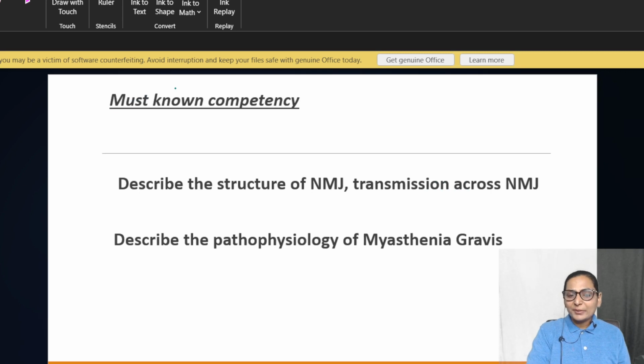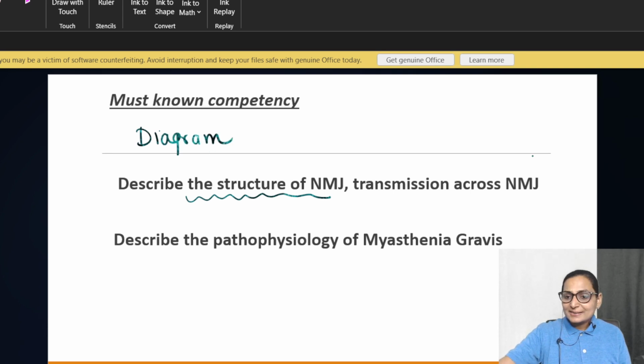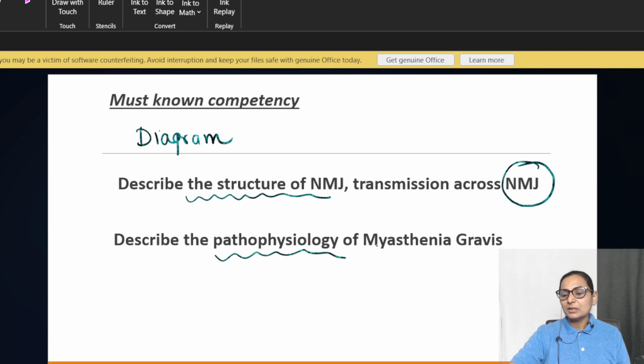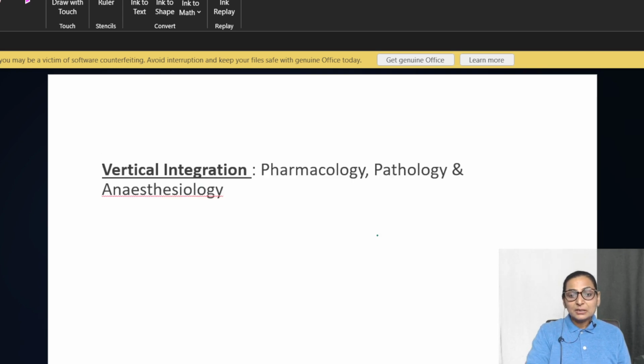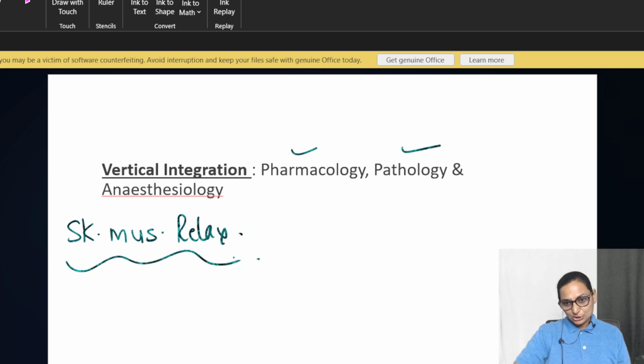Now, the must-know competencies with this topic are: you should be able to describe in detail the structure of NMJ, right? That means you should also know a well-labeled diagram. You should nicely be explaining the mechanism, that is the transmission across the neuromuscular junction, and definitely the pathophysiology of Myasthenia Gravis, right? This topic can be vertically integrated with pharmacology, pathology, and anesthesiology, because when we speak of the various skeletal muscle relaxants, at that time we need to know this topic.